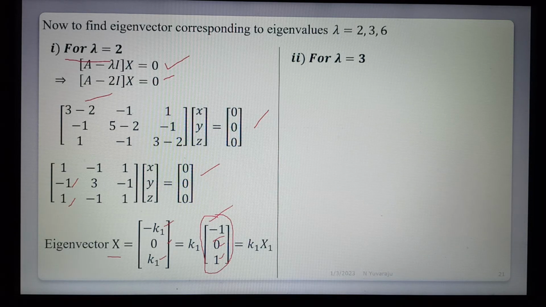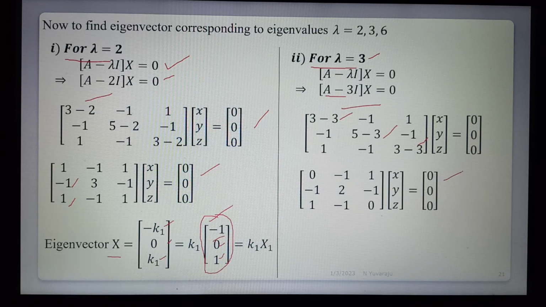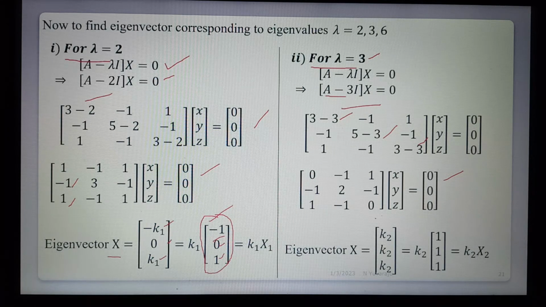So next, the second eigenvalue, lambda is equal to 3. The same procedure: A minus lambda I into x is equal to 0. Lambda is equal to 3, so A minus 3I into x is equal to 0. That is this matrix with 3 subtracted from each diagonal element. Simplification is the same, this matrix is converted to row echelon form and we find the solution. Now we get the second eigenvector x is equal to k2, k2, k2. K2 common, 1, 1, 1. So that is x2, the second linearly independent eigenvector.